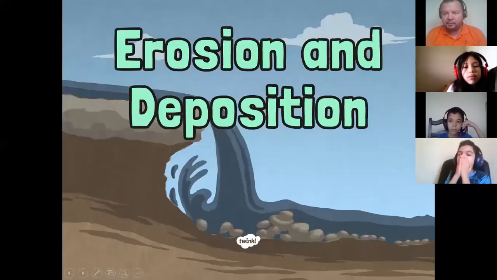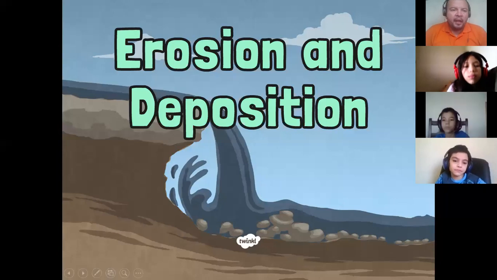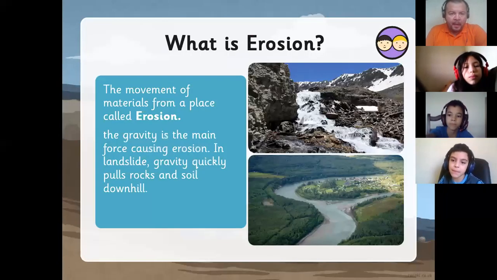Okay, everybody can see the screen? Erosion and deposition. That is the topic for this week in science and for today. Now, let's see a question. What is erosion? Erosion is the movement of materials from one place to another. Gravity is the main force causing erosion. In a landslide, gravity quickly pulls rocks and soil downhill.